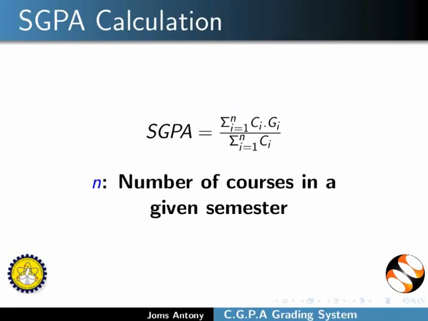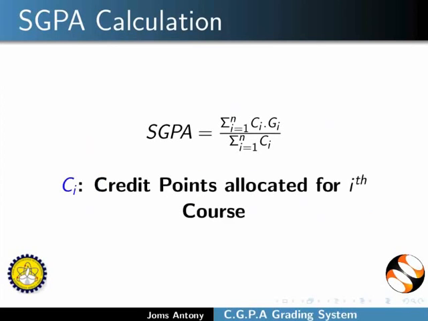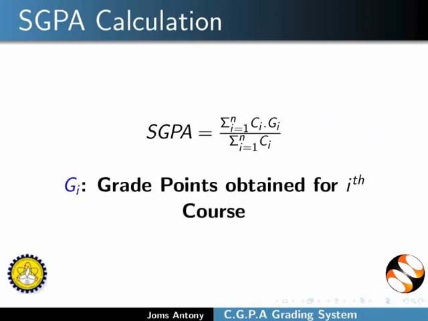Here, N represents the number of courses in a given semester. CI represents credit points allocated for ith course. GI represents grade points obtained for ith course.